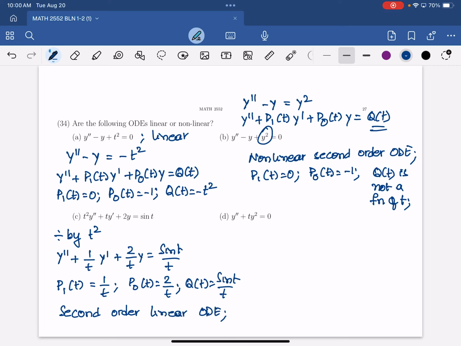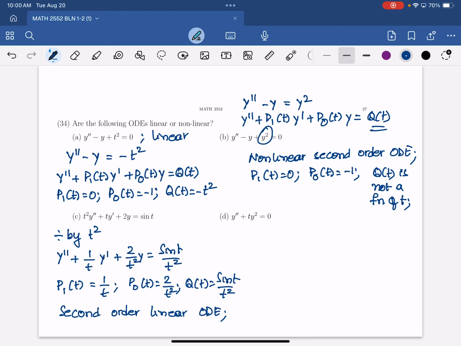Clear? Are you all good? Yeah. 2 over t squared, sine t over t squared, right? Could you repeat that again, please? Oh, 2 over t squared, yes. Yeah, thank you. Are you all good with that?